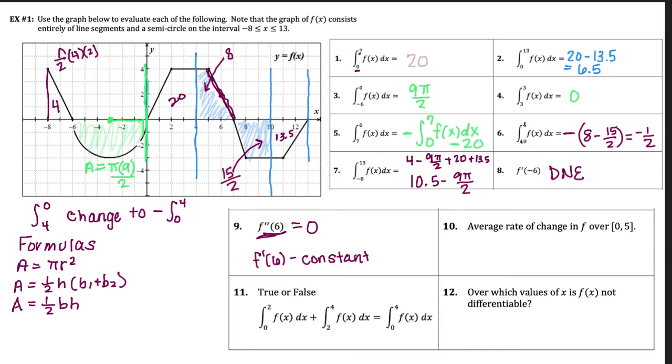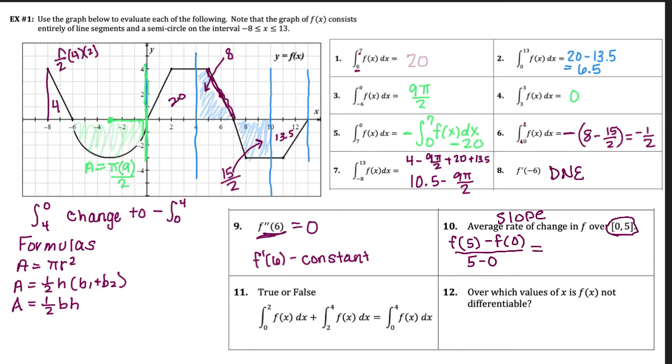Now number 10, average rate of change. That's telling me that we need some slope here. And we're going to find slope over that interval. So we're going to find f at 5 minus f at 0 over 5 minus 0.